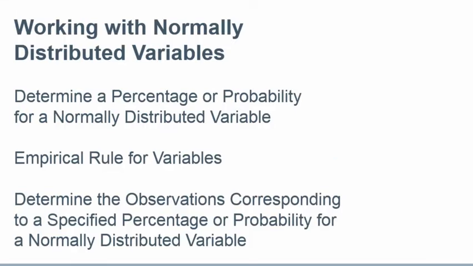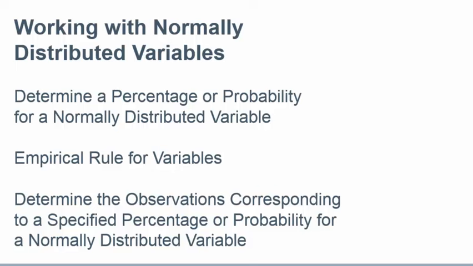Recapping, working with normally distributed variables. Determine a percentage or probability for a normally distributed variable. This is where we use z equals x minus the mean divided by the standard deviation to take our data and change it to a z-score. Once we find our z-score, we find the area that matches our z-score, which is either our probability or we can change it to a percentage.